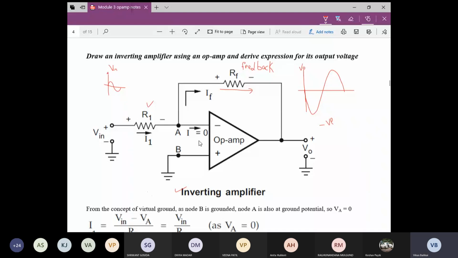Now the session is open for you guys. I want an answer. KCL. Fine, KCL, because I1 is entering over here and IF is exiting over here. According to KCL?